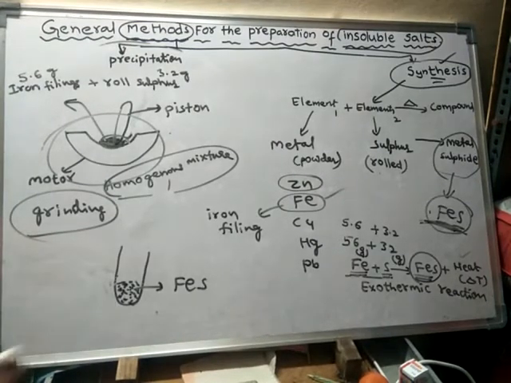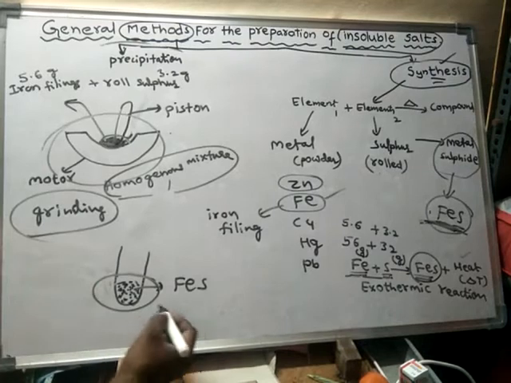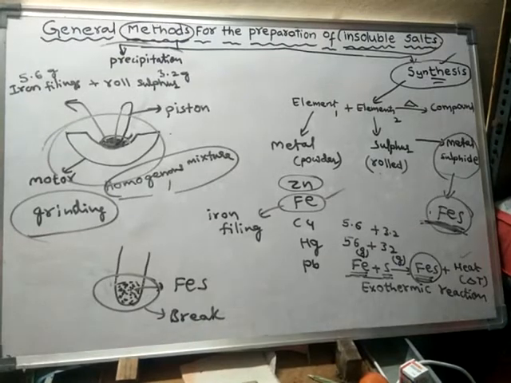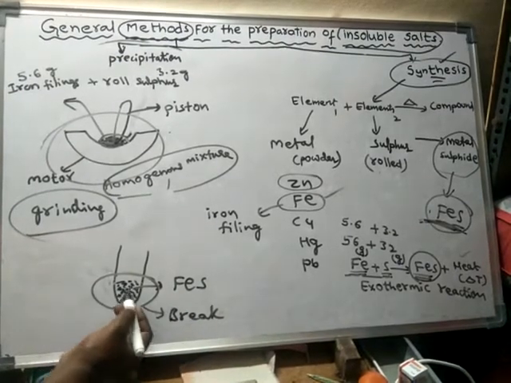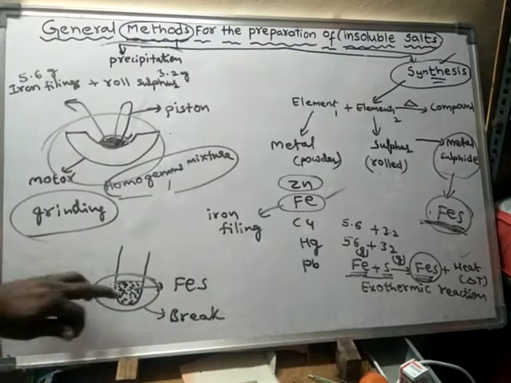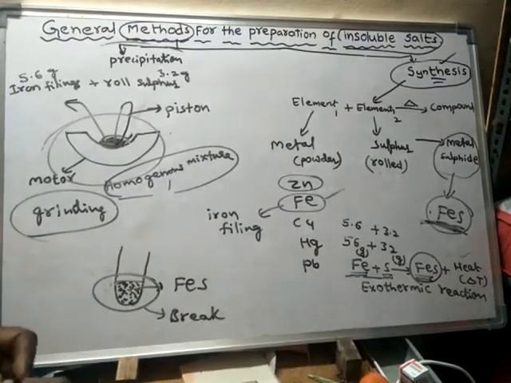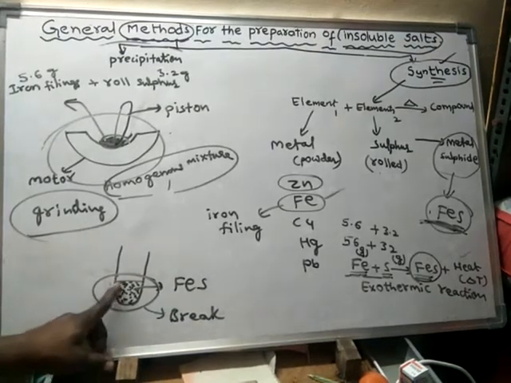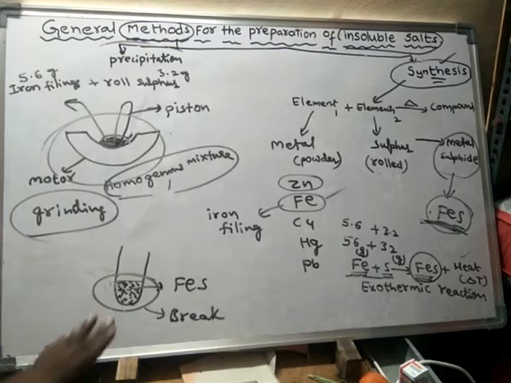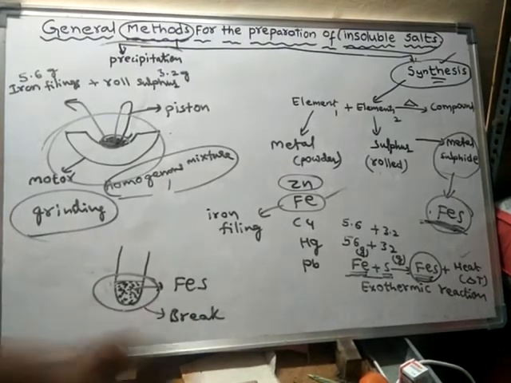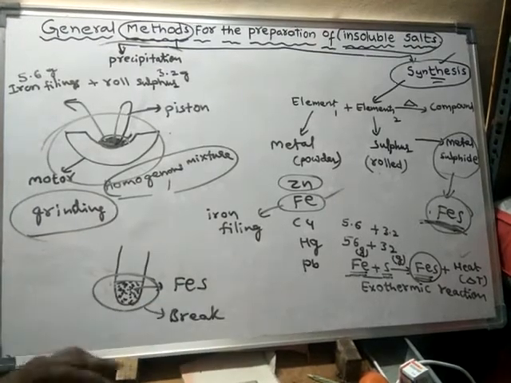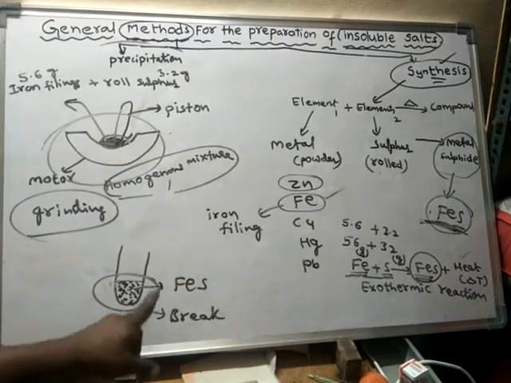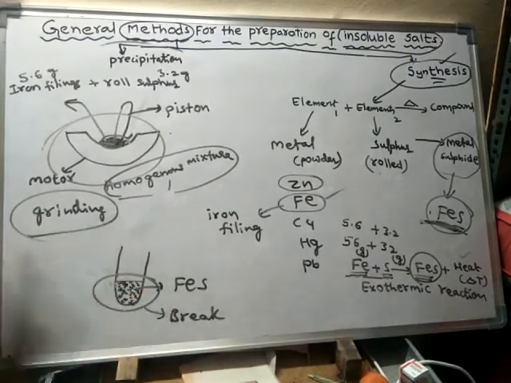After cooling it, simply break the test tube. Why should we break it? Because the iron sulfide sticks to the test tube, and we cannot take it out simply by inverting it. It remains in the test tube. So in order to take out the iron sulfide, we have to break the test tube. Unless we break it, we cannot separate the iron sulfide from it.